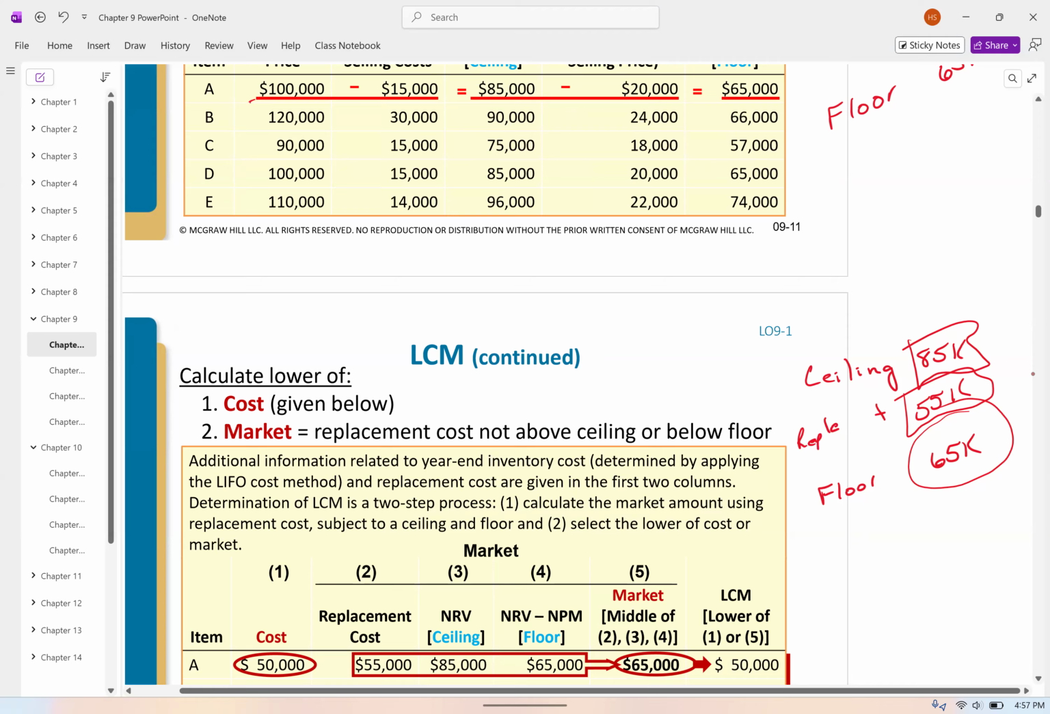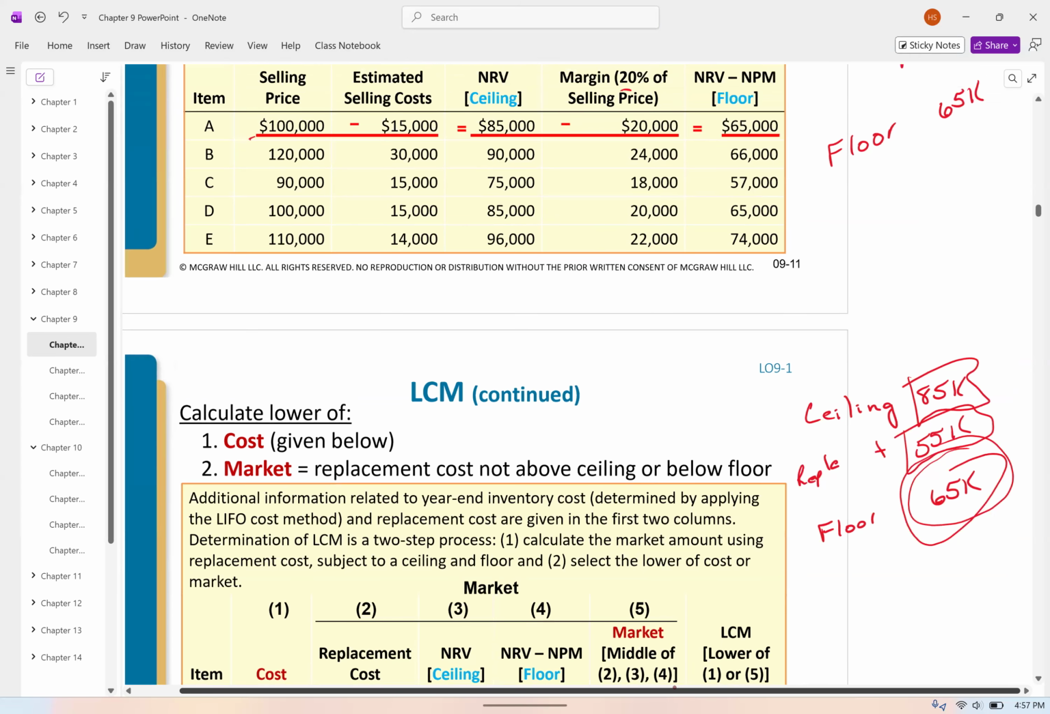All right. So we've got our middle number of 65,000. We're carrying it on our books as 50,000. We're already carrying it on our books at the lower amount, so we do nothing for this one. We don't do anything for this particular unit. I know that was a lot of work to say we're already carrying it at the lowest amount. That's just GAAP's process.